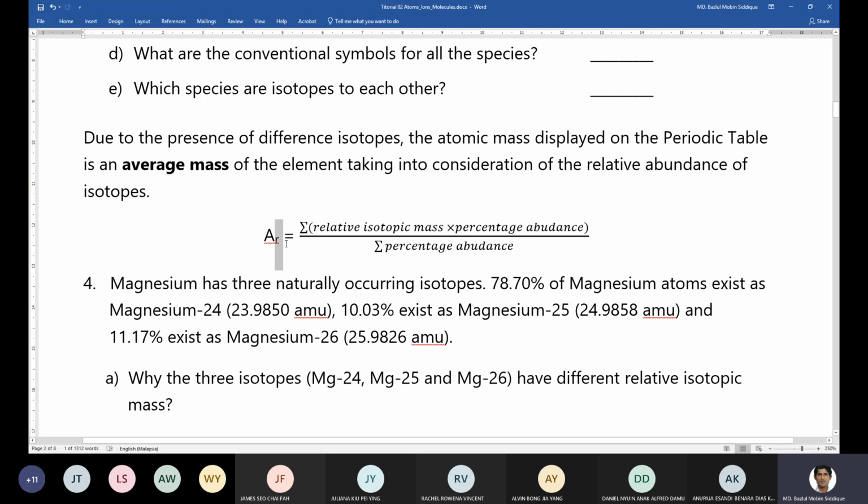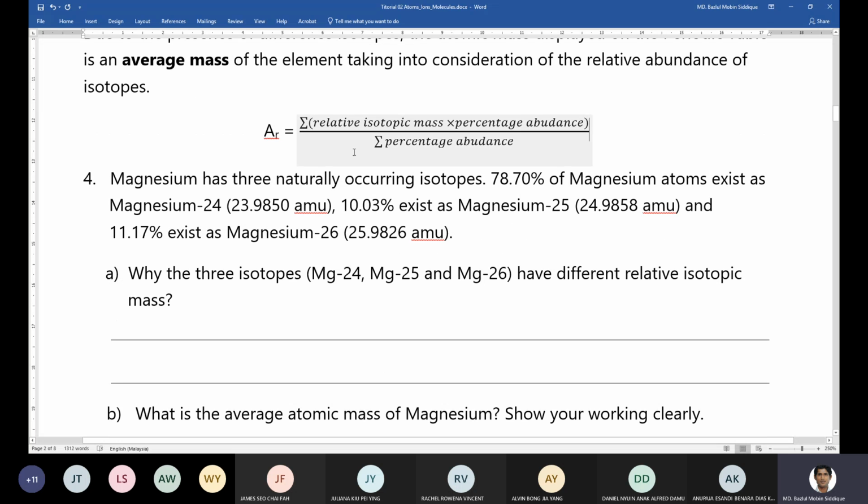Average mass is given in this equation. It is the summation of the relative isotopic mass times the percent of abundance. Summation means all of the isotopes that occur for that element, times the percentage of each isotope, are summed up together, and divided by the percentage of abundance. Percentage of abundance is always 100%.